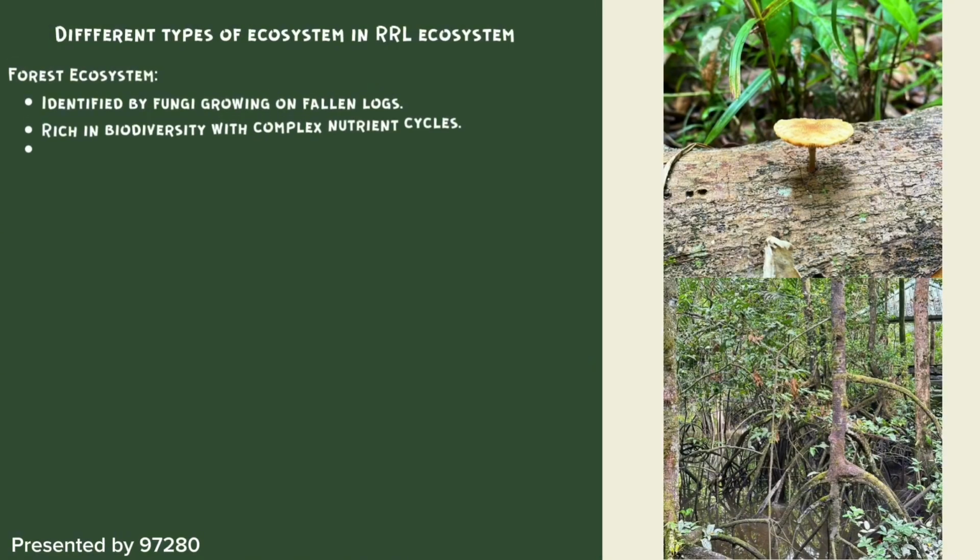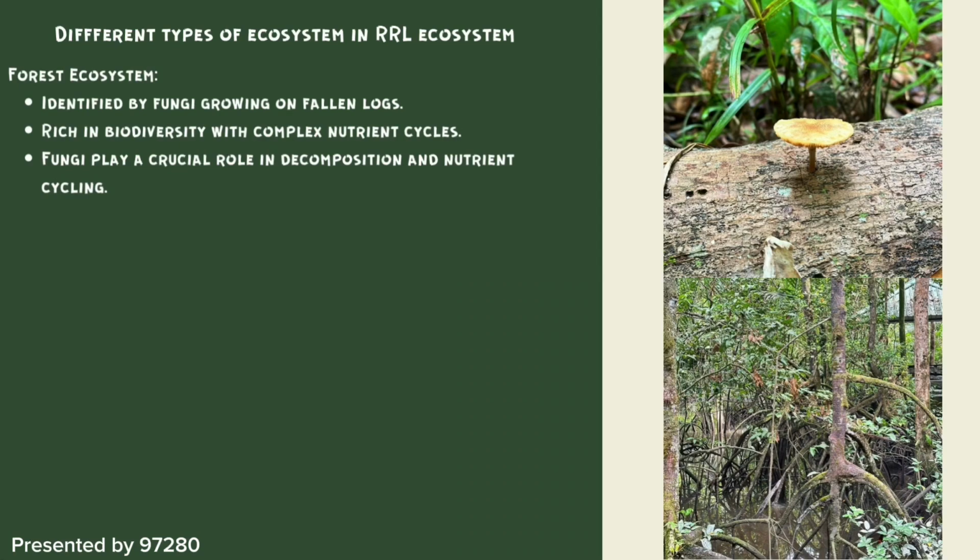Forest ecosystem. The first image shows fungi glowing on a fallen log, indicative of a forest ecosystem. Forest ecosystems are characterized by a diverse array of plant and animal species, including fungi, which play a crucial role in nutrient cycling and decomposition.